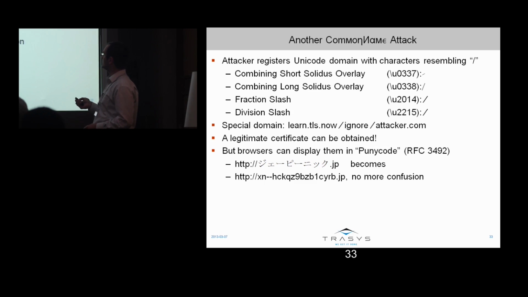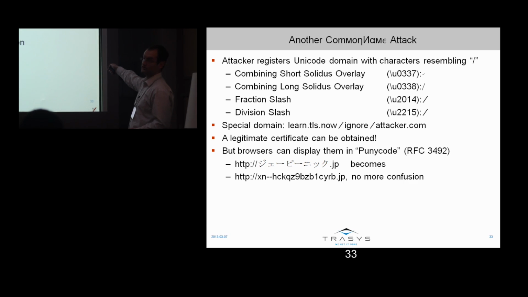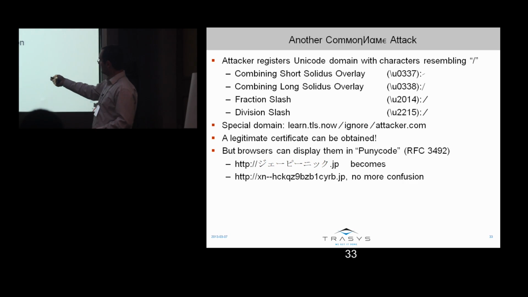It's another attack against the common name. An attacker is going to register a Unicode domain with characters that look like slash but are not slashes. Here, I dug up 4, and there are probably more, 4 Unicode points that look like a slash, more or less. So now I'm going to go to a registration authority, or I'm going to buy a domain with this name, learn.tls.now/ignore/attacker.com.